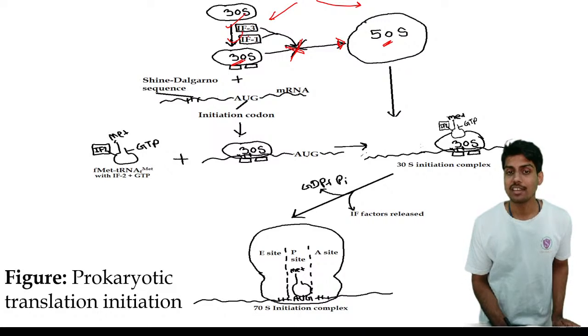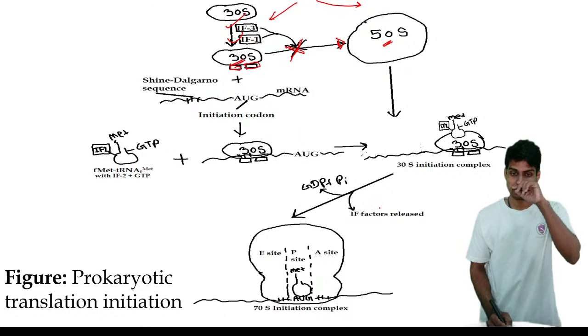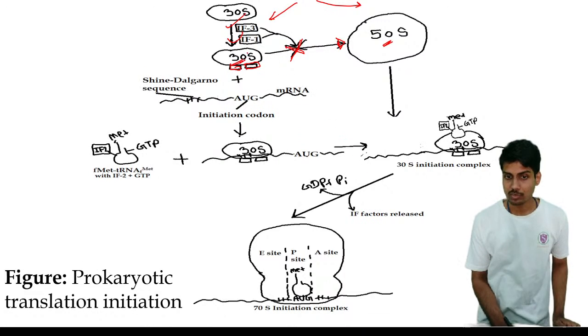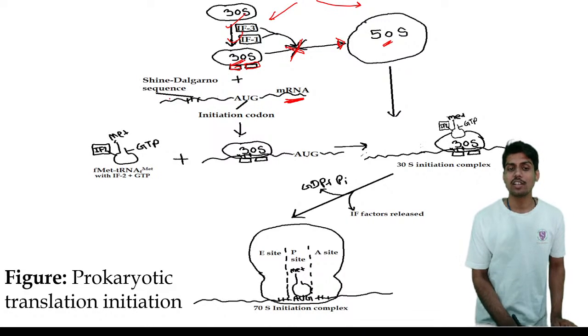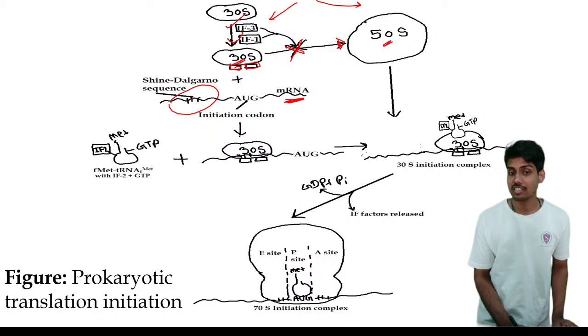So once these IF3 and IF1 are attached, you can see I have shown it here like this. You can also use such a trick in your diagrams. So now this pre-initiation 30S complex will get attached with what? With this mRNA. And where they will attach, it is called the promoter region. In prokaryotes, that region has sequences like the Shine-Dalgarno sequence. So at that point they will get attached.